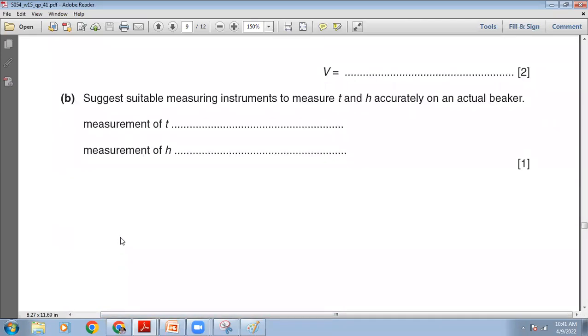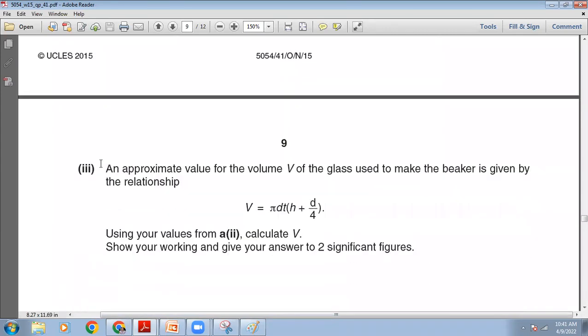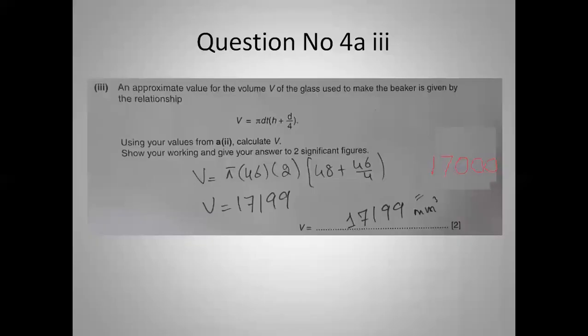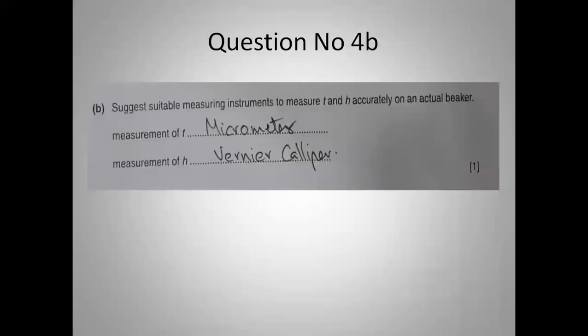The last part says, suggest suitable measuring instruments to measure T and H accurately of an actual beaker. T is the thickness, which is up to 2 millimeter. You can measure it with the help of a micrometer. H, which is the internal depth, can be measured with the vernier caliper. For internal depths, we use a vernier caliper. So the answer is micrometer and vernier caliper.